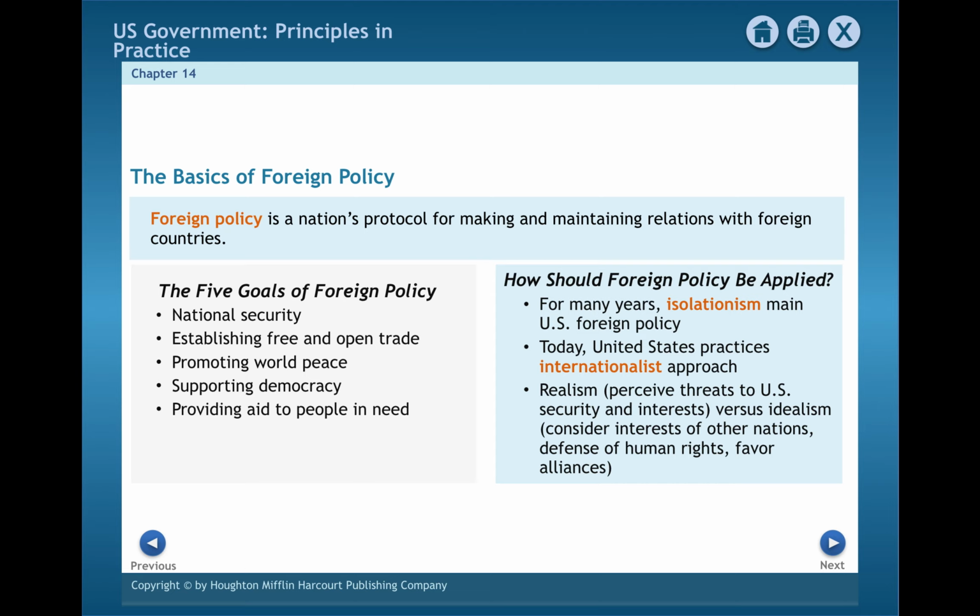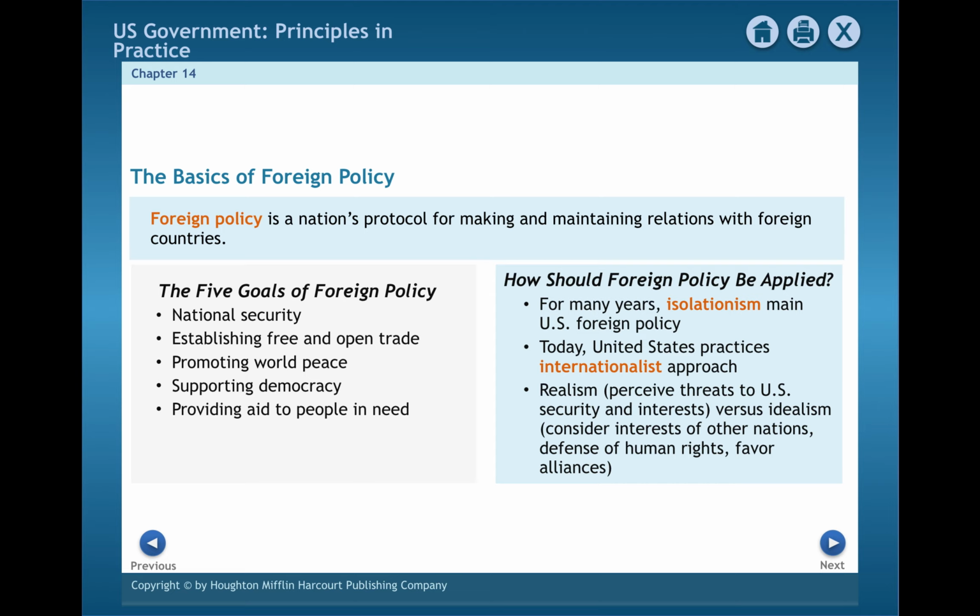And this is perhaps the primary priority of any government, and we are no different. The US looks to create a balance between the interests of national security and the protection of citizens' rights, freedoms, and property. The second goal of foreign policy is to establish free and open trade. The US is looking to provide markets for US goods and also to import desired goods from overseas.